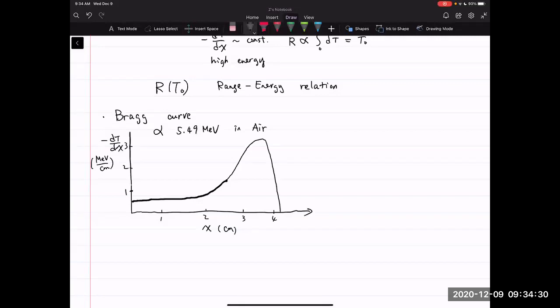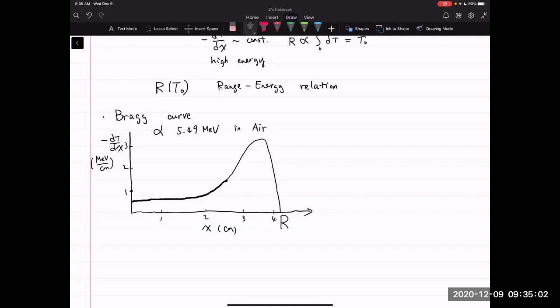And then eventually it has to come to a complete stop, so we see the sharp drop. Okay. And the range will be here. The capital R is the range when the charged particle reaches a complete stop. So for heavy charged particles, we usually have a very well-defined range R, and that depends on the material and the energy of the charged particle.